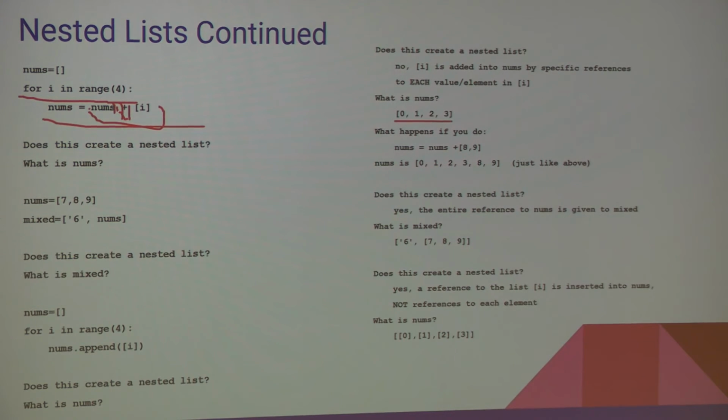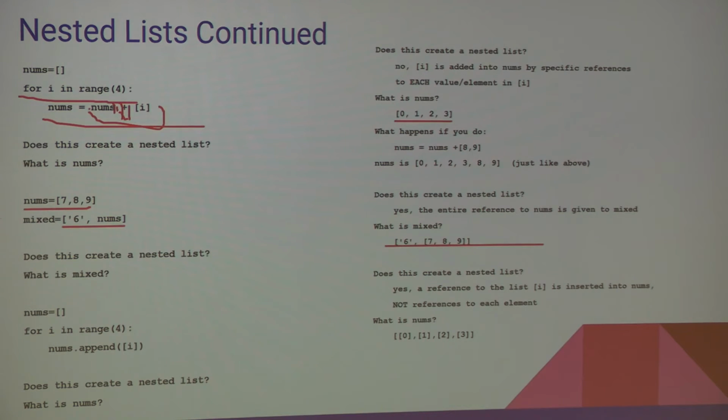What is nums? It's actual string list concatenation in some sense. Nums is 7, 8, 9. Mixed is equal to this. Does this create a nested list? Yes. Okay. What is mixed?